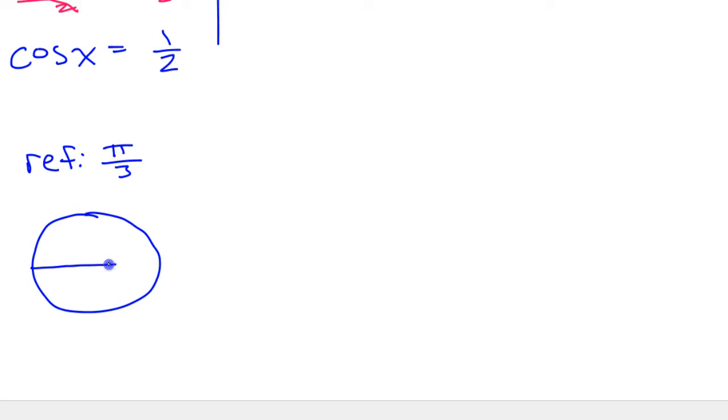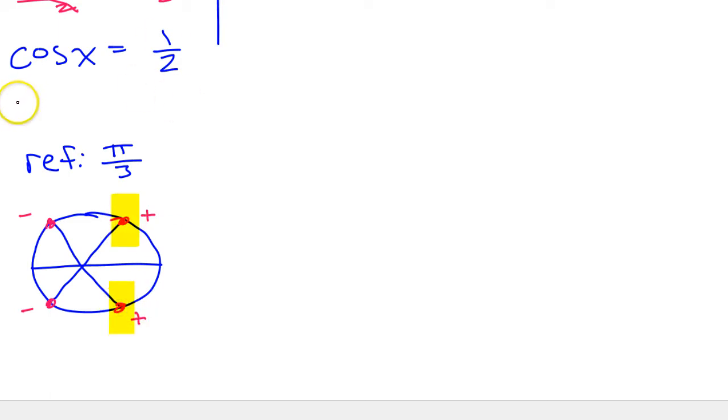So I will draw myself some pi over 3s. Here's a diagram of pi over 3s. There are 4 angles that have a reference angle of pi over 3. They are here, here, here, and here. 2 of these will give me positive 1/2, and 2 of them will give me negative 1/2. Cosine is an x value on the unit circle, so it will be positive on the right and negative on the left. In this case, we want positive 1/2, so we want these 2 solutions on the right.